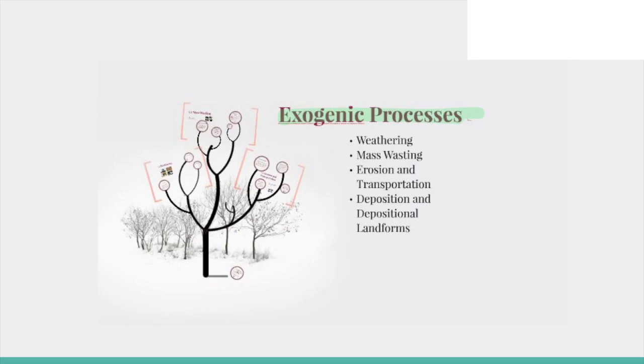Exogenic processes. The exogenic process derives its energy from the atmosphere. It is determined by the ultimate energy from the sun and also the gradients created by the tectonic factors. Some of the exogenic processes are weathering, mass wasting, erosion and transportation, deposition and depositional landforms.